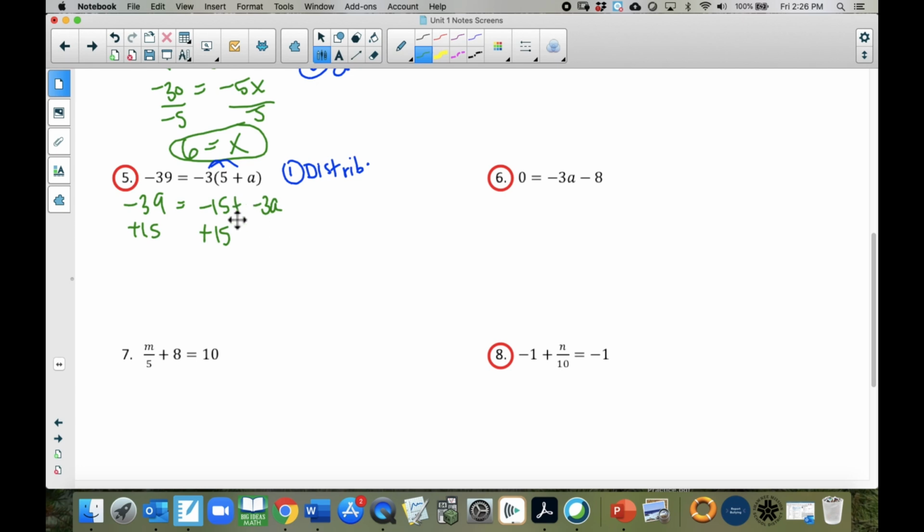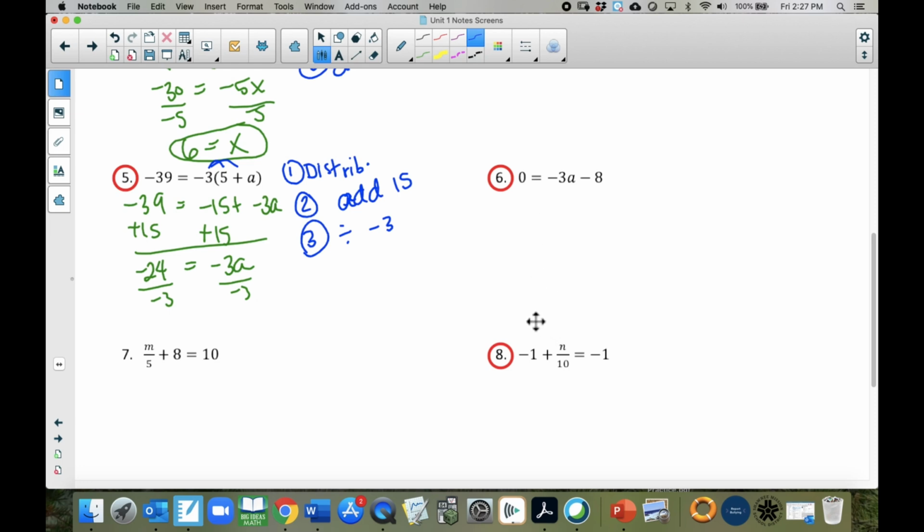Even though this is a plus over here, I know that's confusing. And again, if we need to get out our calculator, you can certainly use your calculator on this. That is not a problem in this class at all. Okay, so our 15s drop off, our negative 3a gets brought down. Now we need to divide. I'm going to write down my steps.